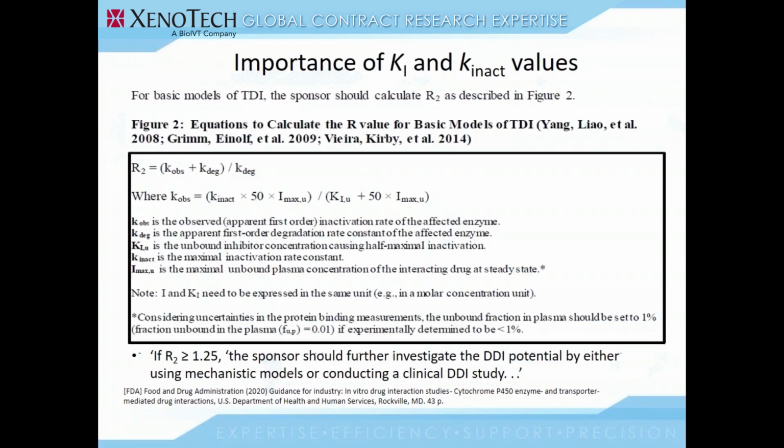Because MDI does result in an inactivation of the enzyme, metabolism-dependent inhibition is often of greater clinical concern than direct inhibition, and the FDA guidance requires calculation of the R2 value for basic models of TDI. If the R2 value is greater than or equal to 1.25, the sponsor should further investigate the DDI potential by either using mechanistic models or conducting a clinical DDI study.